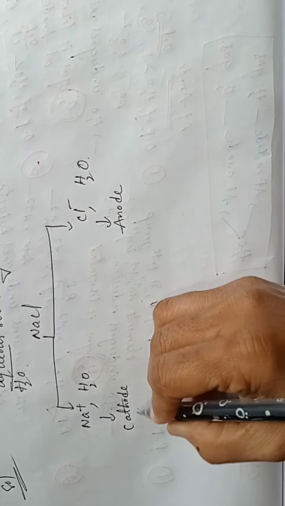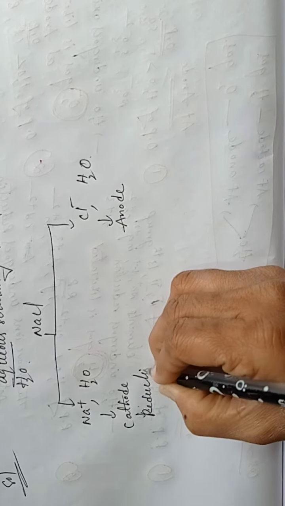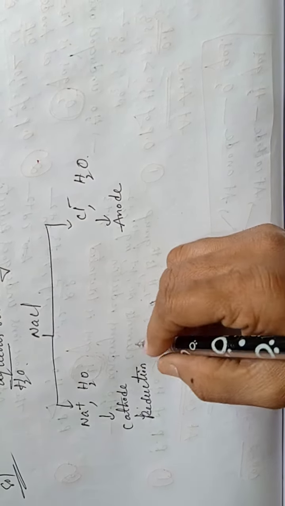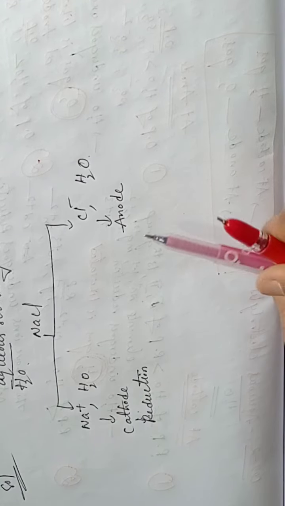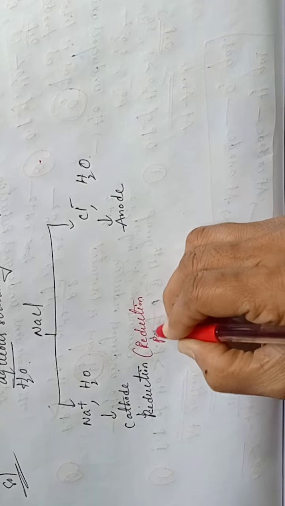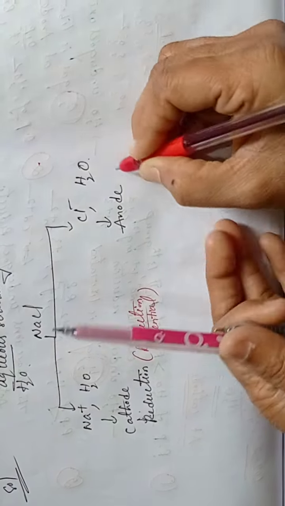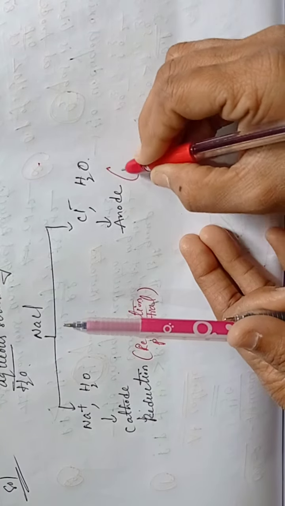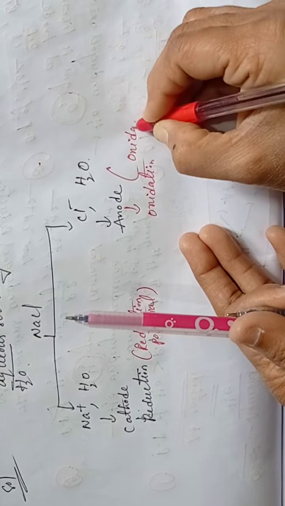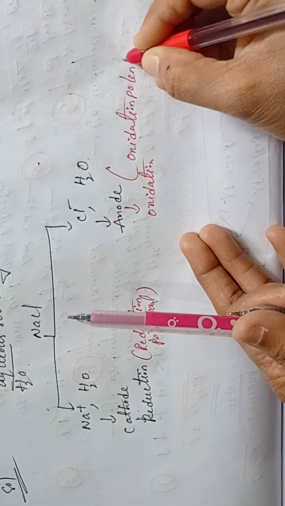Now see, students, at the cathode, which reaction is taking place? Reduction reaction is taking place. In reduction, which potential will be there, students? Reduction potential, so you have to check reduction potential. At anode, which reaction is undergoing, students? Oxidation. So oxidation means which potential? Oxidation potential you have to see. Are you clear this one?